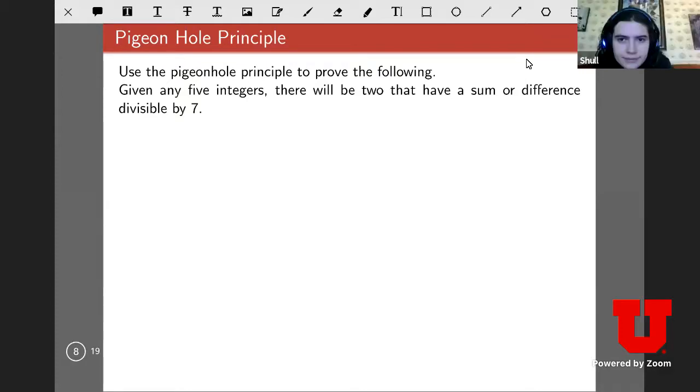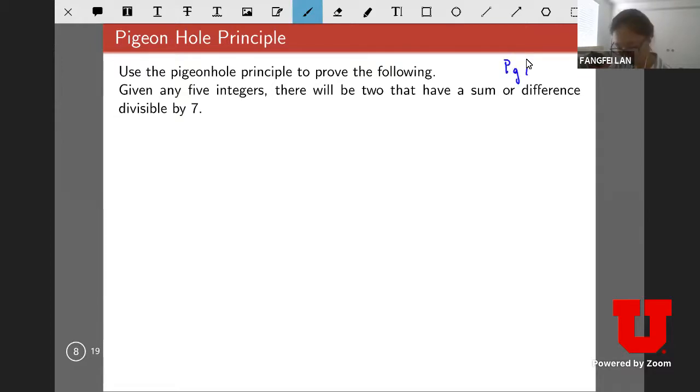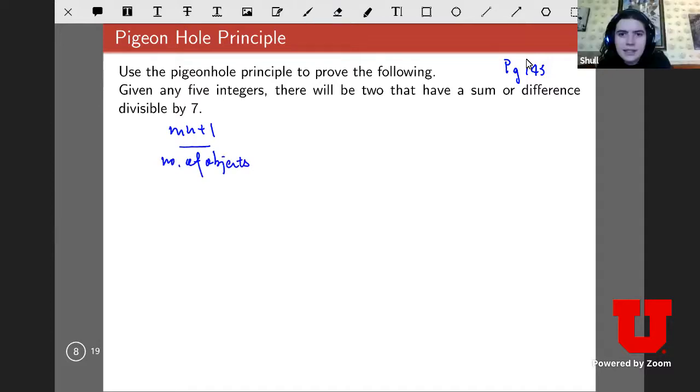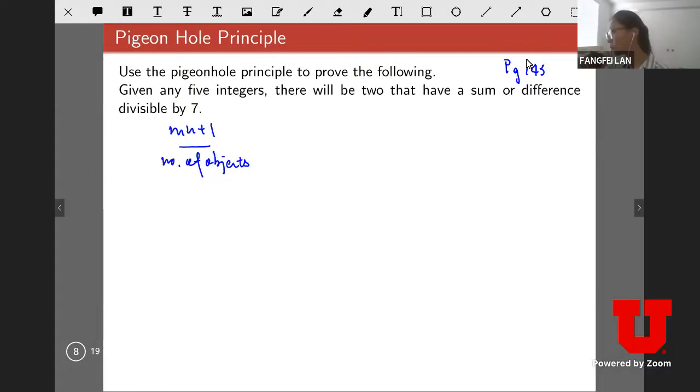Right, okay, so there's a theorem in the book on page 143 that says if mn plus 1 objects, so this is the number of objects, are distributed among n different boxes, so n is the number of boxes, then there must be some box containing at least m plus 1 objects.